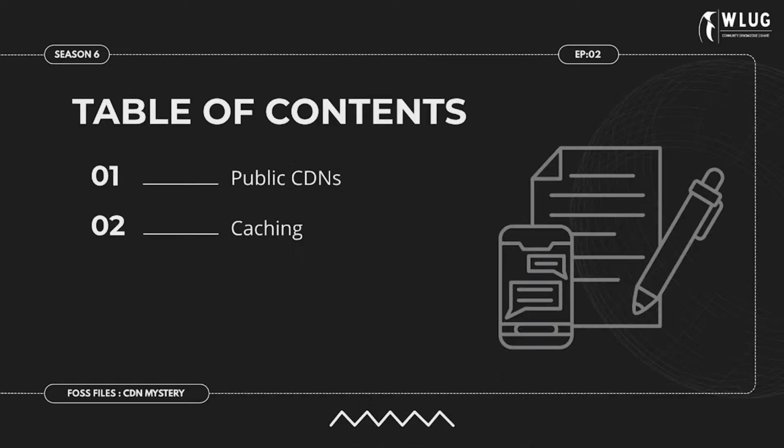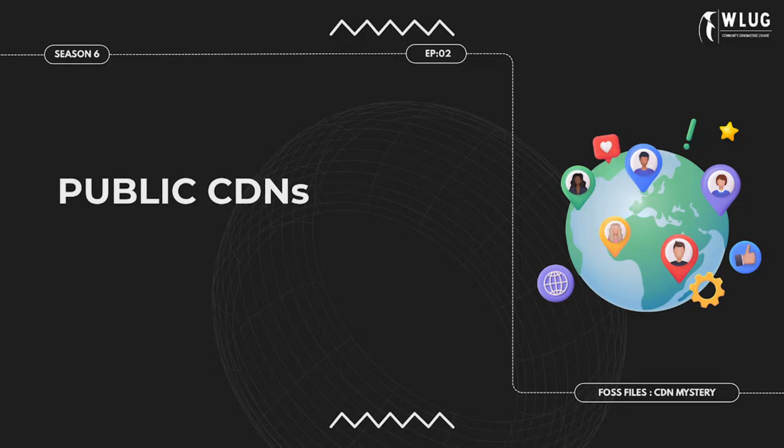So let's see what topics we're going to be covering today. We're going to be covering public CDNs and caching. Before we move forward, let me ask you all something. How many of you have experienced this? When you were opening the MHCET website to check your results after the CET test, did you notice that the website was lagging, was slow, or just completely crashed because so many people were accessing it at the same time?